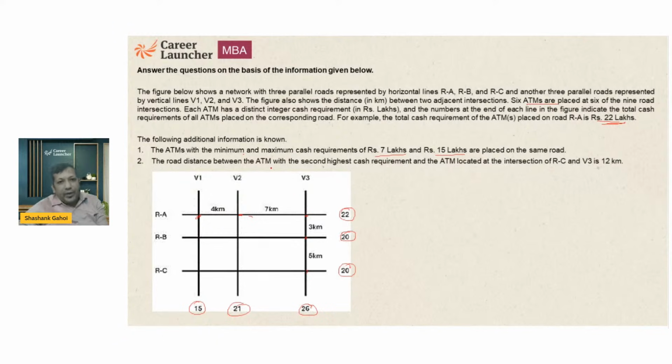The ATM that has second highest cash requirement is located at V3 and located at the intersection of RC and V3. So RC और V3 के इंटरसेक्शन से 12 किलोमीटर दूर है, ये कह रहा है. सो 12 किलोमीटर का मतलब 5 + 7. यहाँ पे सेकेंड हाईएस्ट जो है वो वैल्यू है.